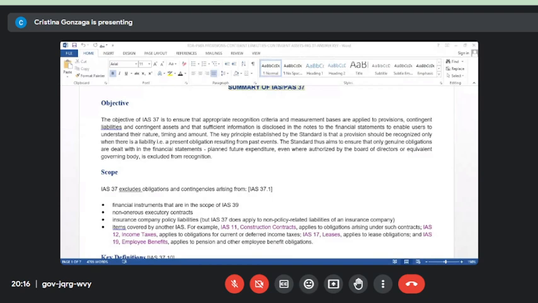Now, another criterion for recognition of provision is that there is a probable outflow of resources embodying economic benefits that will be required to settle the obligation. Hindi mo nga lang alam kung kailan mo babayaran, or in some cases hindi mo alam kung sino yung payee. But it doesn't necessarily follow na dahil hindi mo alam yung payee o hindi mo alam yung date kung kailan mo babayaran, na contingent na siya.